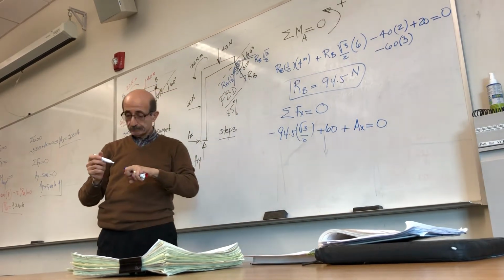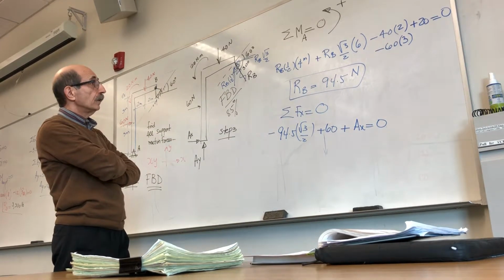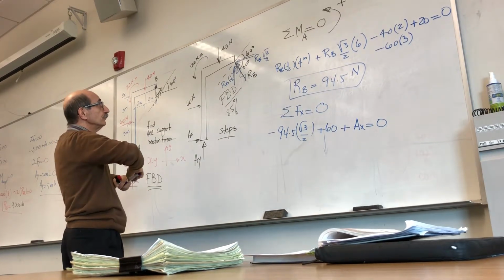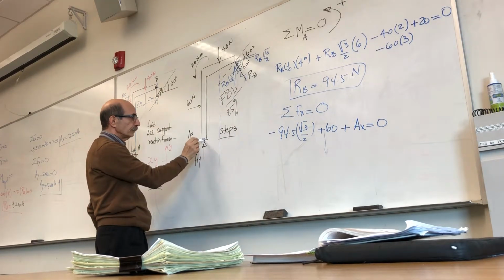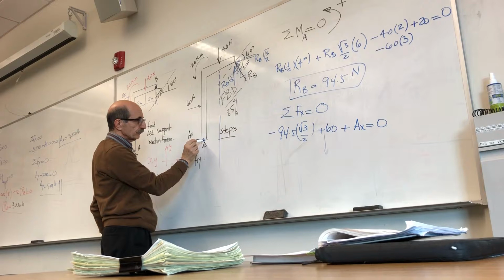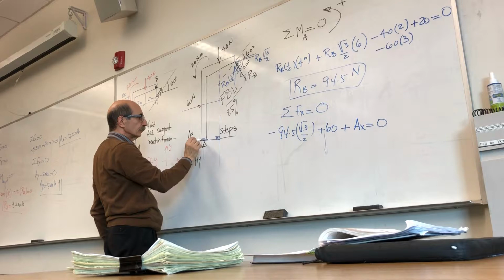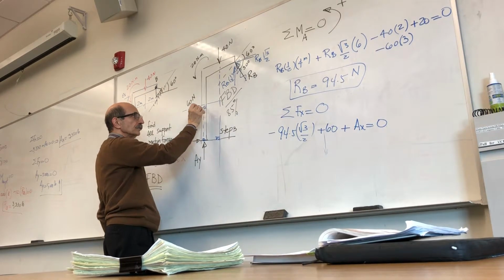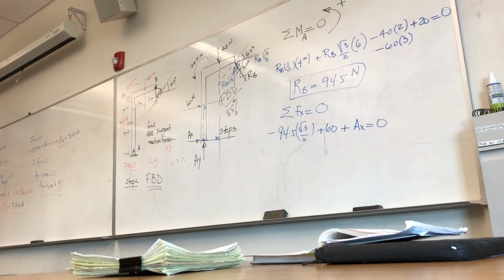Yes? In the moment calculation, how did you determine the line of action for the 40 and the 60? See, this is the line of action of this force, right? And you're taking a moment about this point. So it would be a vertical distance from here to here, right? And this is the line of action of this force. So vertical distance from here to here, which is this. Yes? Does it tell you to take a moment about A? No, you choose it yourself.